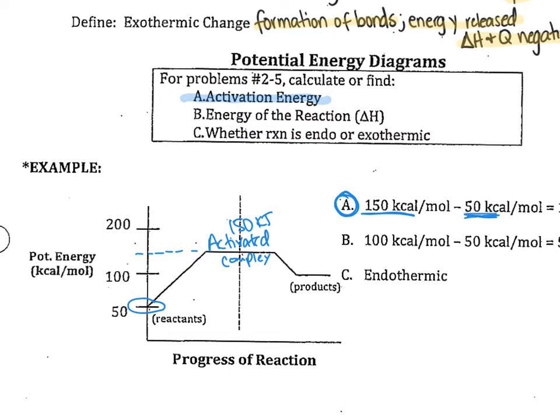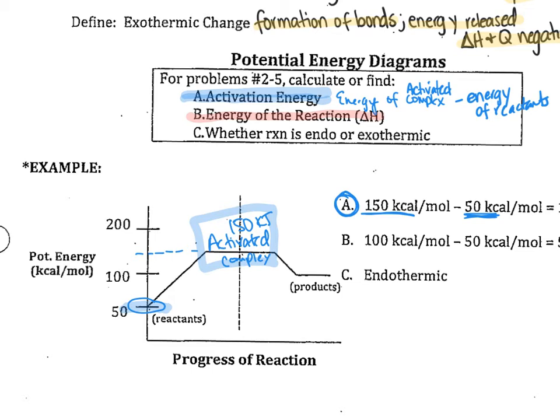So activation energy, here's what you're doing. You're taking the energy of the activated complex and you're subtracting the energy of the reactants. So take a minute if you need to write down how you find that activation energy: the energy of the activated complex minus the energy of the reactants. Now, on all the problems for letter B, we're going to calculate the energy of the reaction, or our delta H.